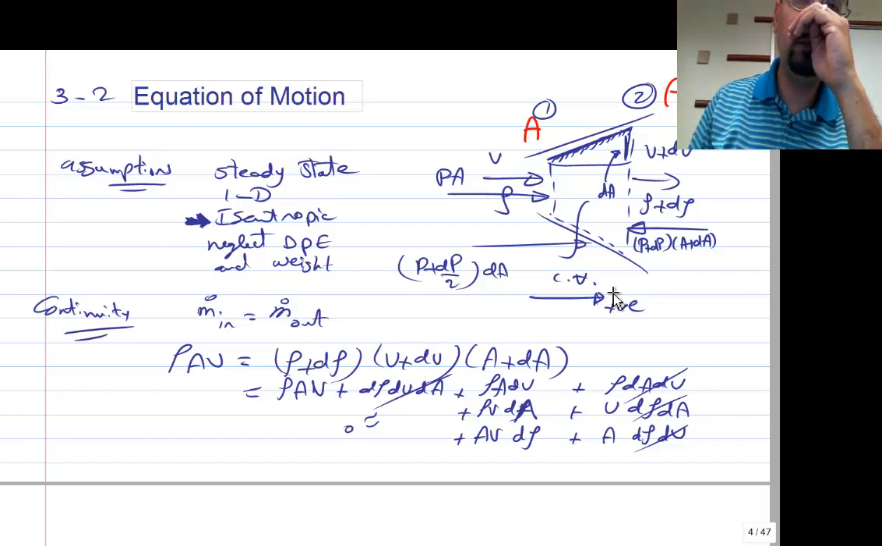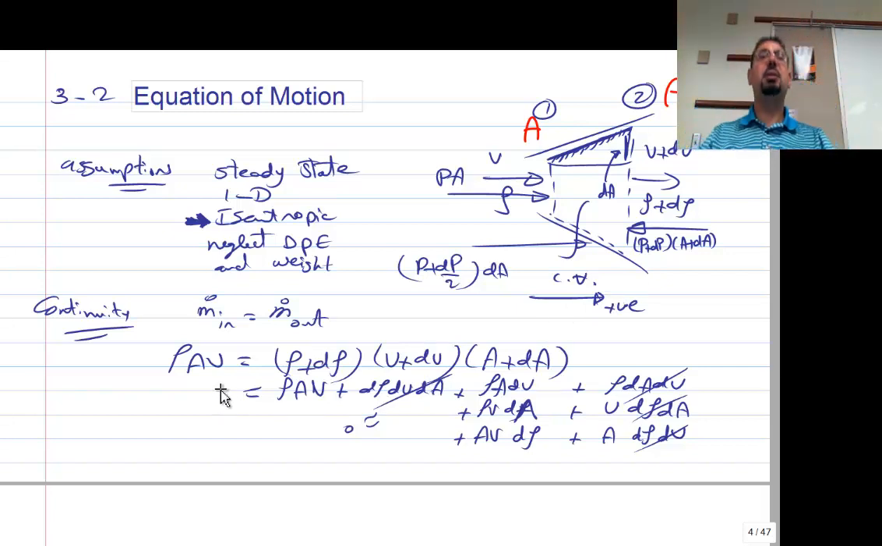Alright, so first, continuity equation, steady state: m dot in equals m dot out. What's m dot in? Rho A V. What's m dot out? The new density, the new velocity, the new area: (rho plus d rho), (V plus dV), (A plus dA). Alright?